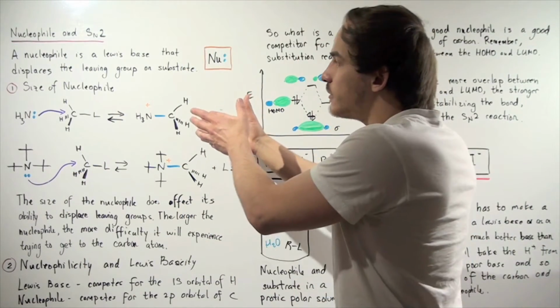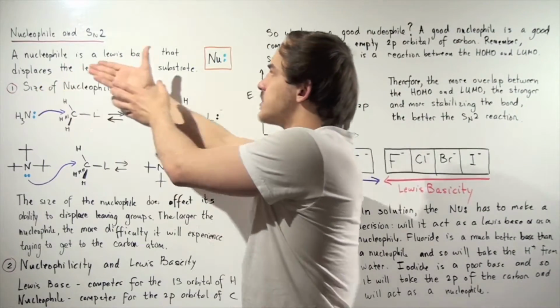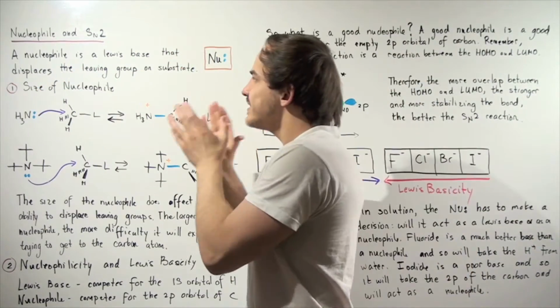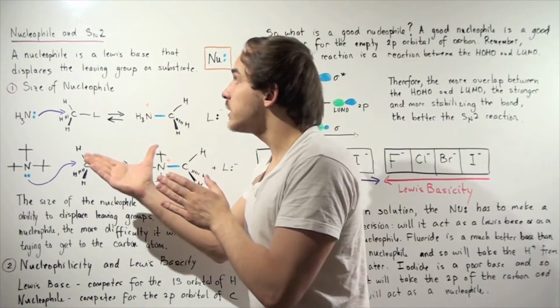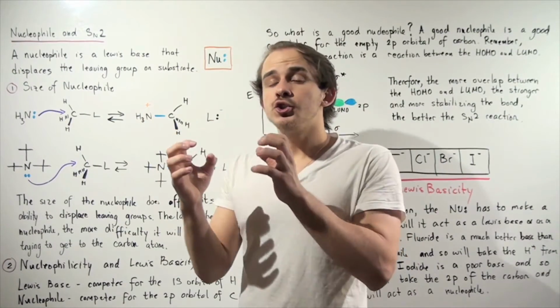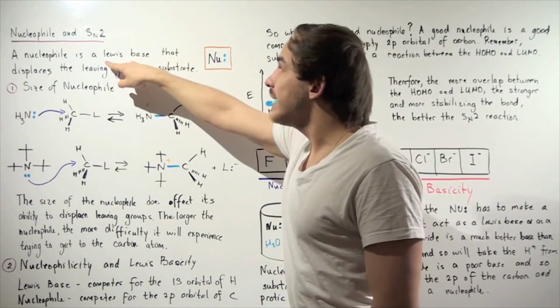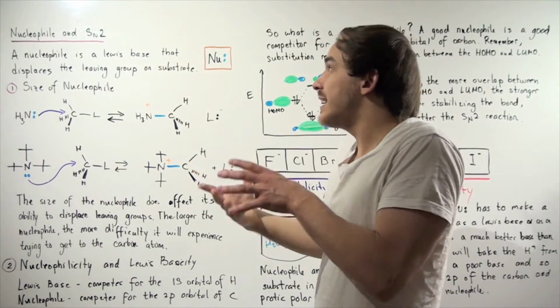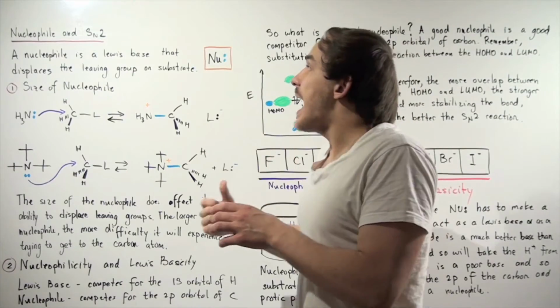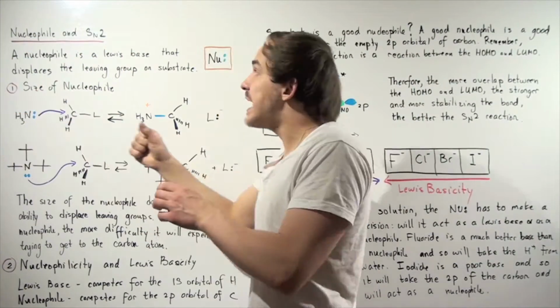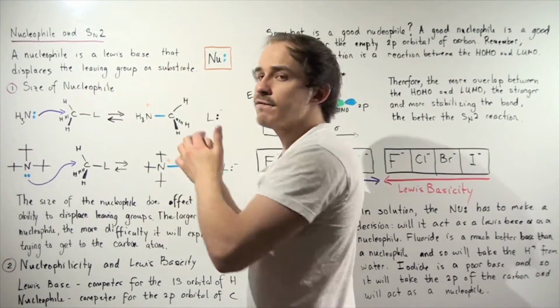So earlier we defined a nucleophile in terms of a Lewis base. But this isn't actually correct because a nucleophile and a Lewis base are two different things. So one way of defining a Lewis base is by saying that it has a lone pair of electrons. And so does a nucleophile. And that's why we use this definition.